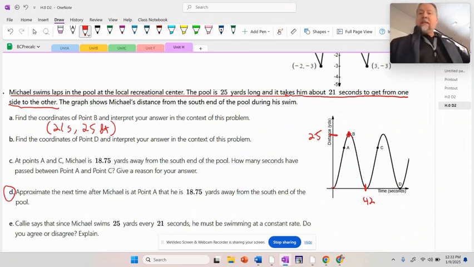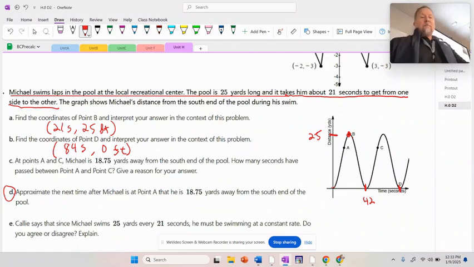Find the coordinates of D. What is that coordinate? What's the time on that? 84 seconds, 0 feet. That means you're back at the beginning and it took 84 seconds for 2 laps. There can't be anything wrong with that statement.